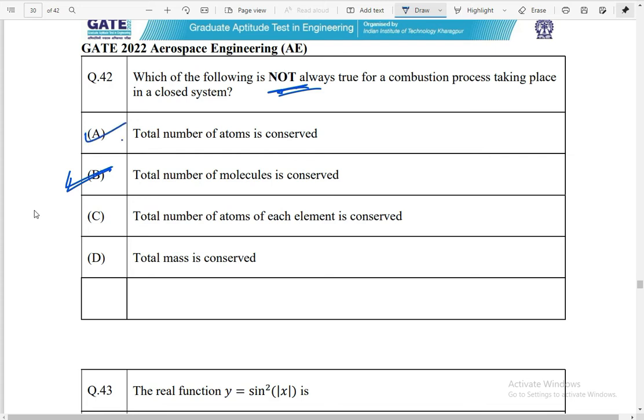I mean, according to this equation, in the combustion process taking place in the closed system, the total number of atoms is conserved, the total number of atoms of each element is also conserved, and total mass is conserved, but the total number of molecules is not conserved. Actually molecules always change, but here it is given "not always," so B is the right option.